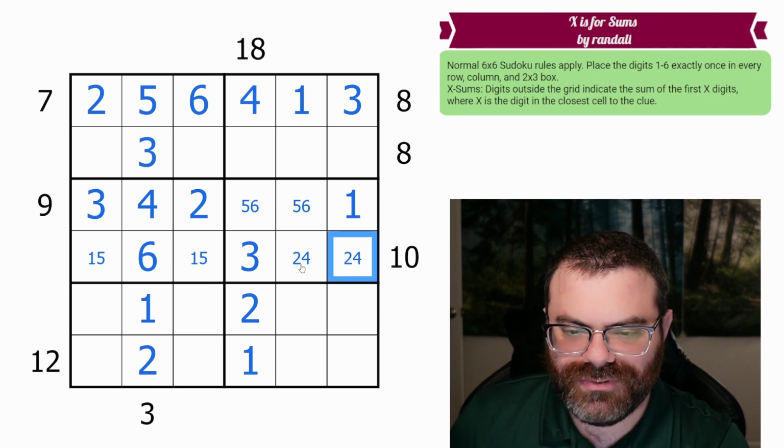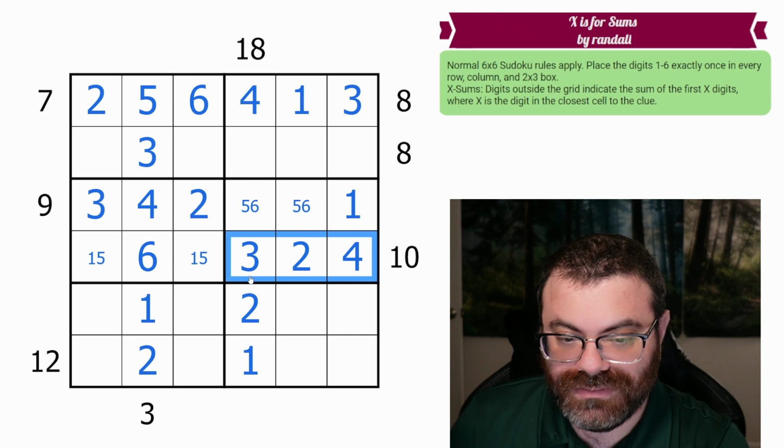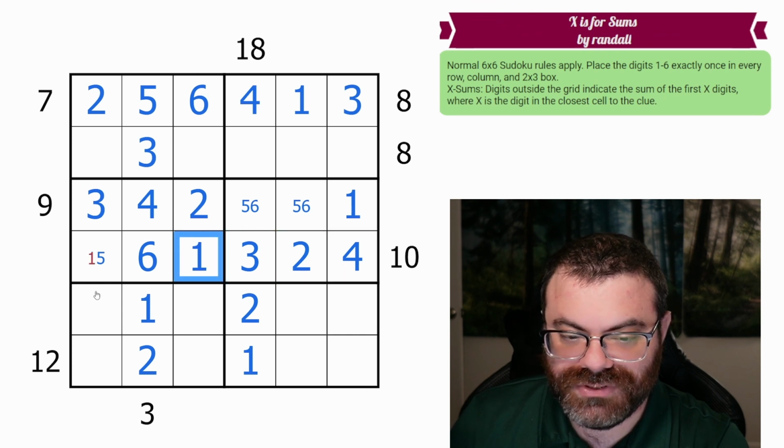Okay, this is a 10 clue. We're not doing that in 2, so we're not doing that with 2 if we include a 2. So this has to be a 4. It's going to be 1, 2, 3, 4 and 4.